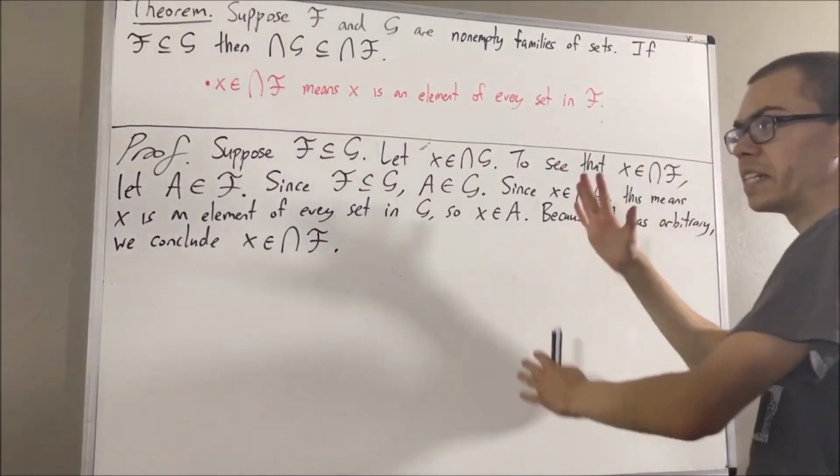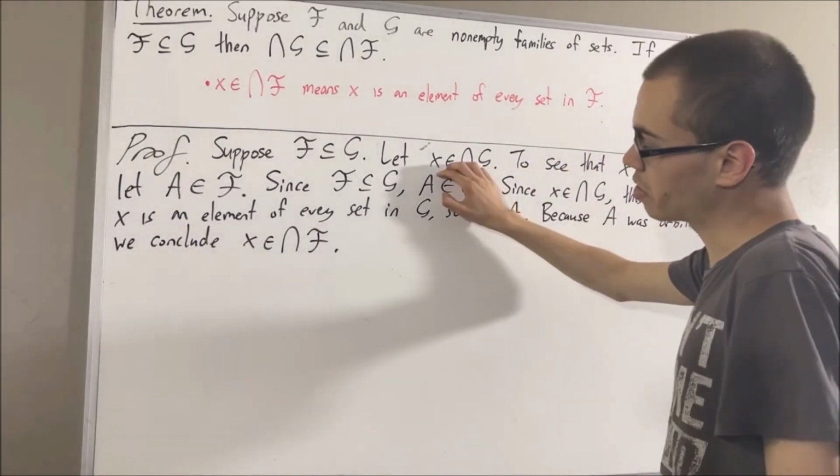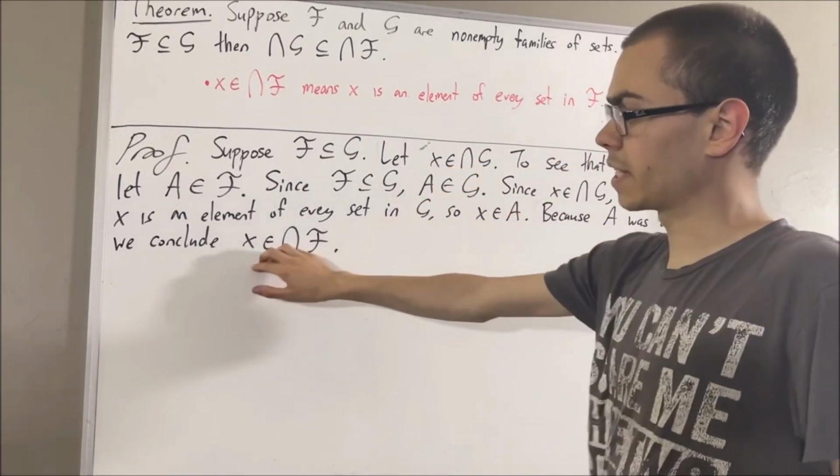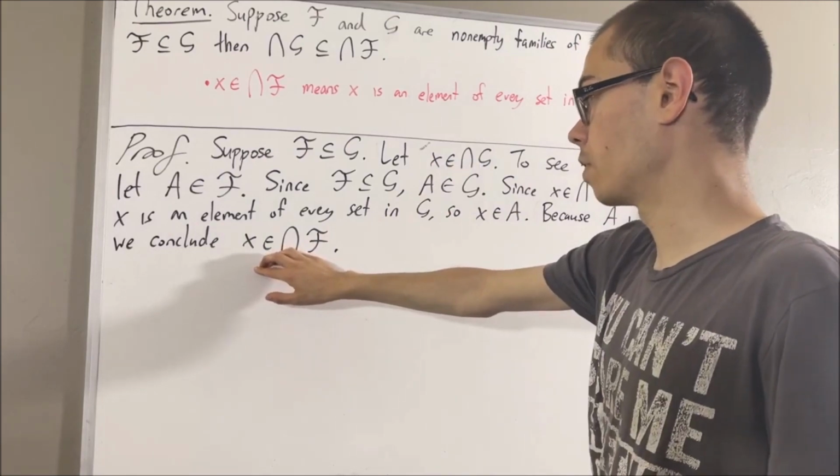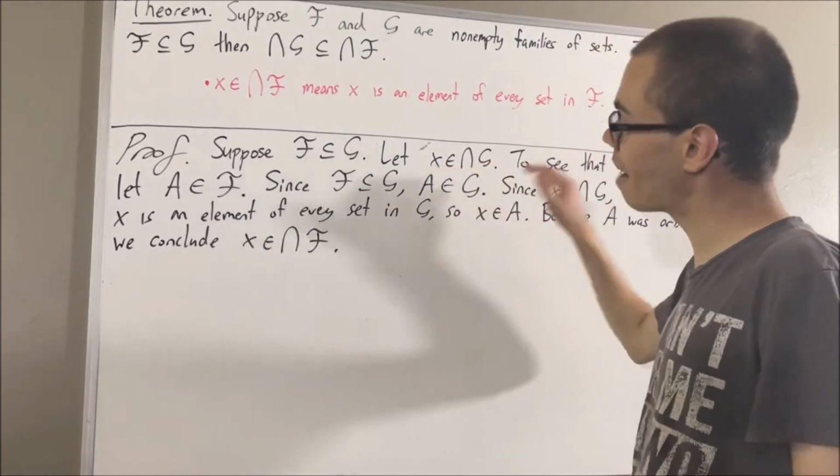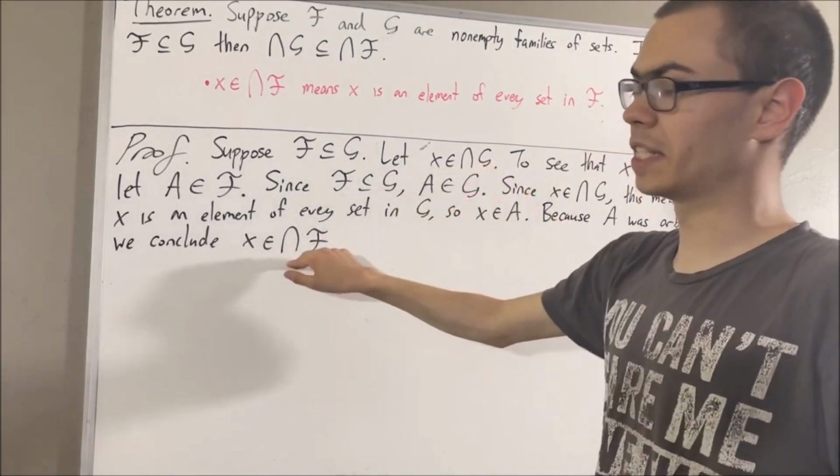And now, we see that under the assumption x is an element of the intersection of g, it follows that x is an element of the intersection of f. And since x was arbitrary, this means that everything in the intersection of g lies in the intersection of f.